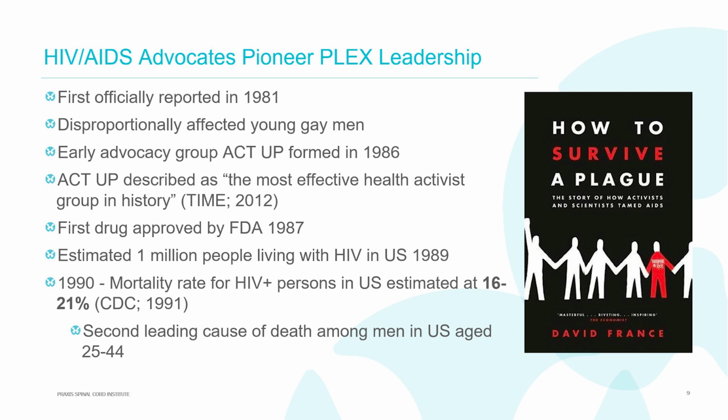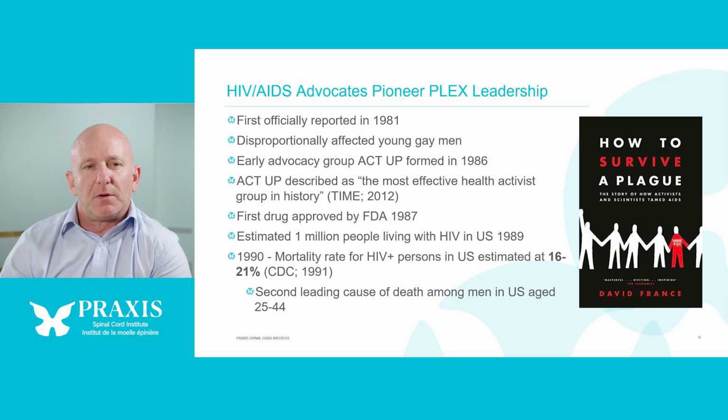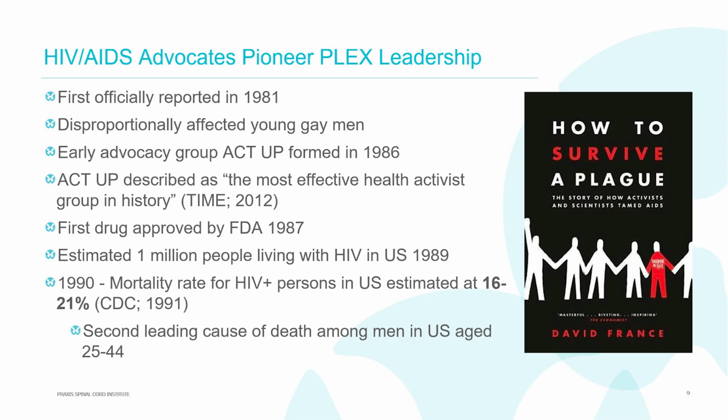ACT UP was one of those first advocacy groups that was formed in 1986. Later, ACT UP was described as the most effective health activist group in history. Shortly after ACT UP was formed, in 1987, the FDA approved the first drug to treat HIV. Two years later, in 1989, it was estimated that there were 1 million people living with HIV in the US. And a year later, the CDC reported that the mortality rate for HIV positive persons in the US was estimated at 16 to 21%.